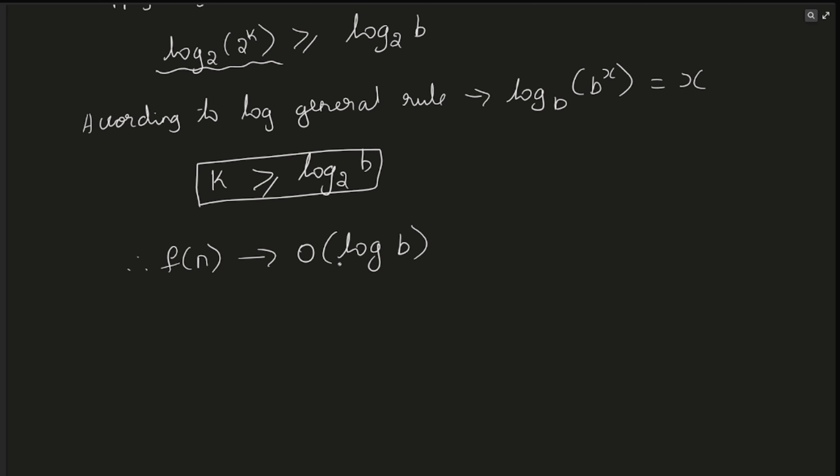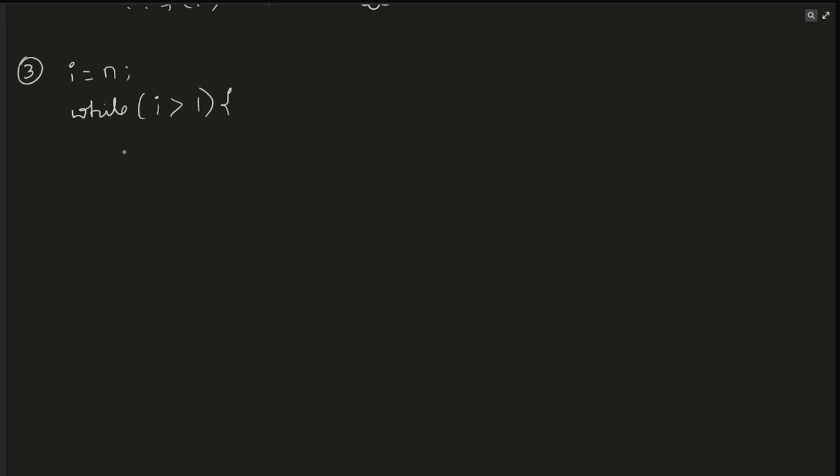We are starting I from n while I is greater than 1. We'll execute some statements. After executing, we'll update I by dividing by 2. As soon as you see this update statement, you should again remember something. Let us see what that something is.